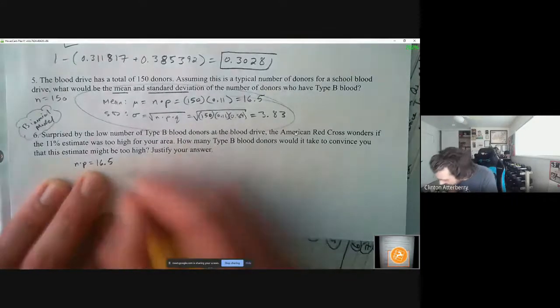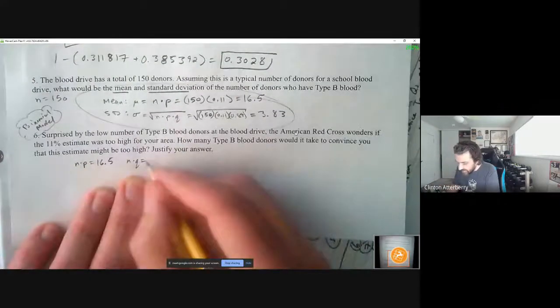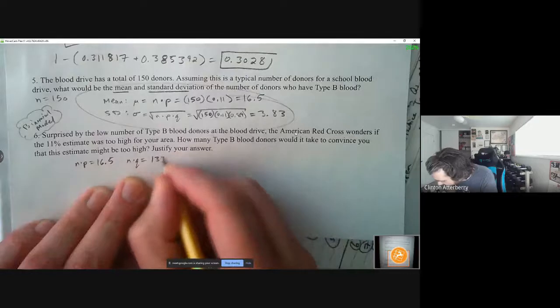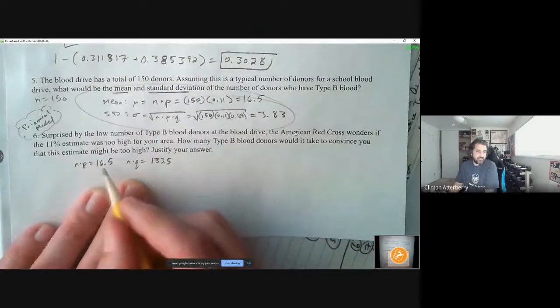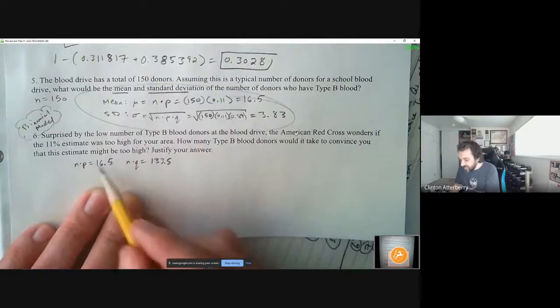And the failure rate, the people that are not type B, is n times q. When I do n times q, I get 133.5. The alternative is you take 150 and subtract 16.5, right? These should add up to 150. This is the people with type B. This is the people without type B.